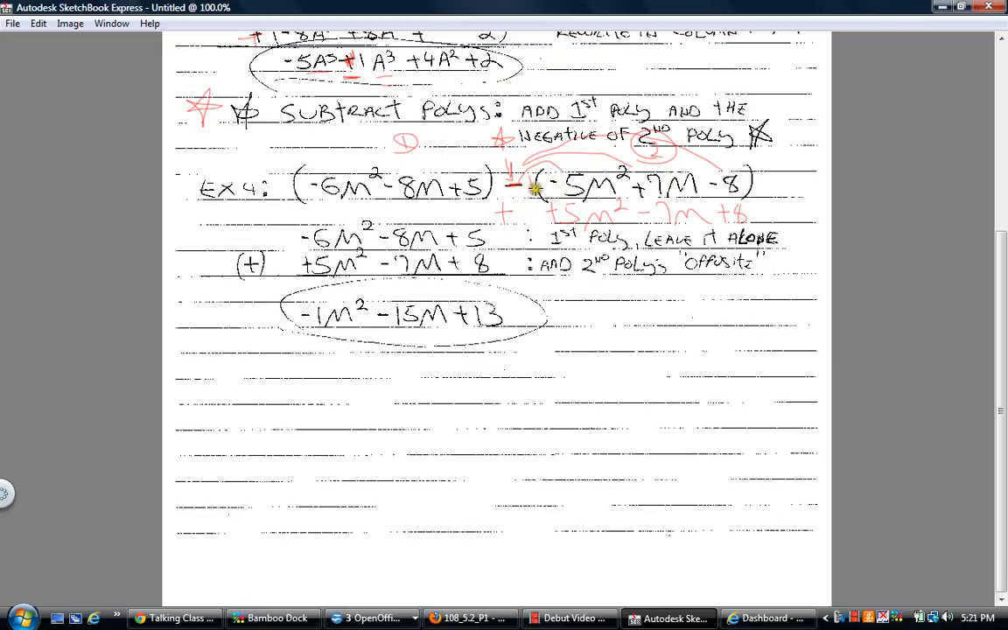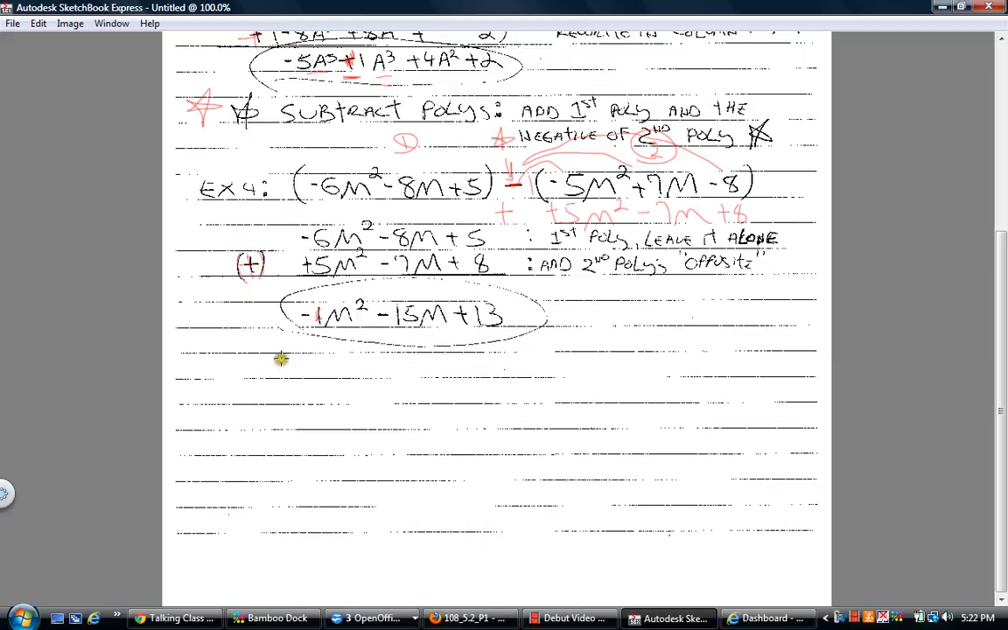That's the big issue. Now, my recommendation is to convert it into addition. So you're adding. There's my parentheses and the addition sign. I change the signs. 5, -7, plus 8. I've got like columns lined up, and simply go vertical here. -6 plus 5, -1m, -8 plus -7 is -15, 5 plus 8 is 13. Now you don't really have to put the 1 in front of the m squared. My math lab will not want that.